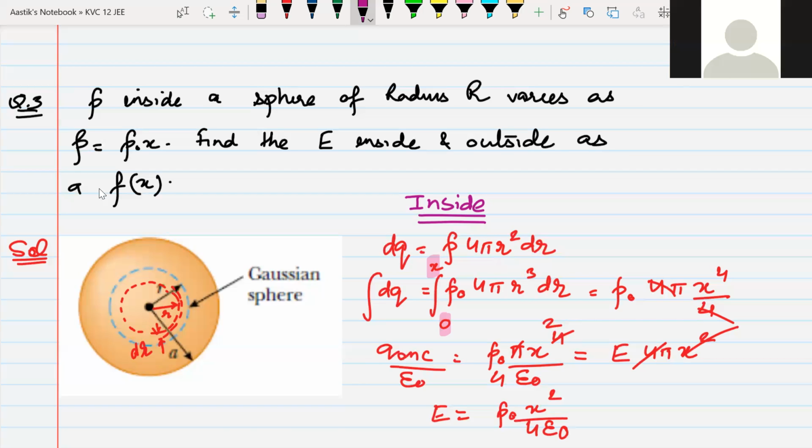Again, this question you cannot expect in a JEE Main. Probably you will get it in a JEE Advanced paper. Done, sir. Girls, have we done? Yes, sir. Okay. Now, how will you do it for any point outside?